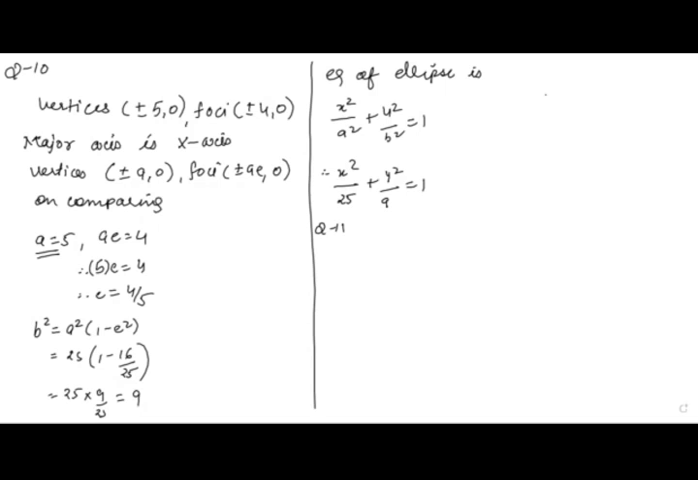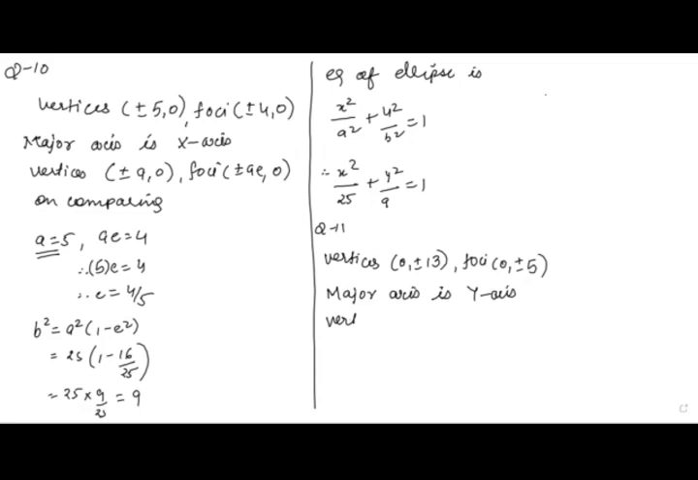Question 11. Vertices 0 comma plus minus 13 and foci 0 comma plus minus 5. As you can see, the same parameters are given in question 11 as we had in question 10, but you can see that both vertices and foci are on y-axis this time. So definitely my major axis is y-axis in this case, right?